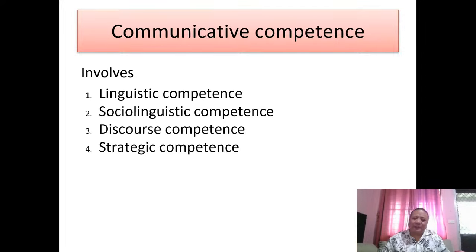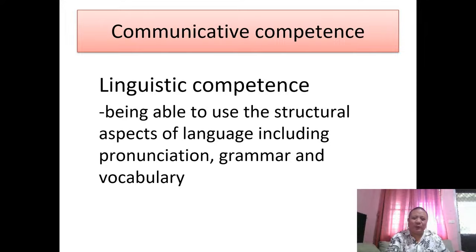So communicative competence involves four things. It involves linguistic competence, sociolinguistic competence, discourse competence, strategic competence. When we say linguistic competence, this is being able to use the structural aspects of language, including pronunciation, grammar, and vocabulary. You know how to pronounce, you know the grammar, you know the vocabulary. You're able to pronounce, you're able to utter grammatical sentences, and you know how to use which words for what. You know the right words to use.